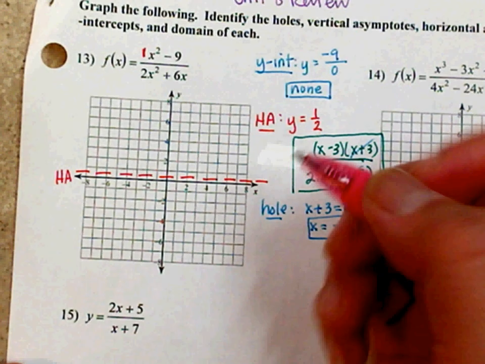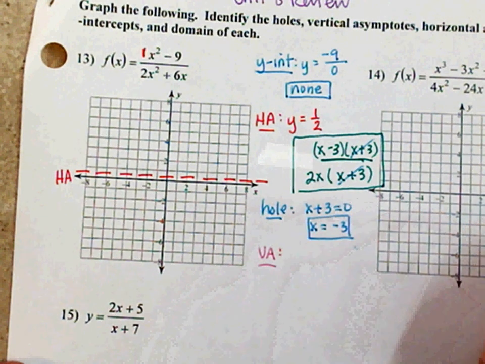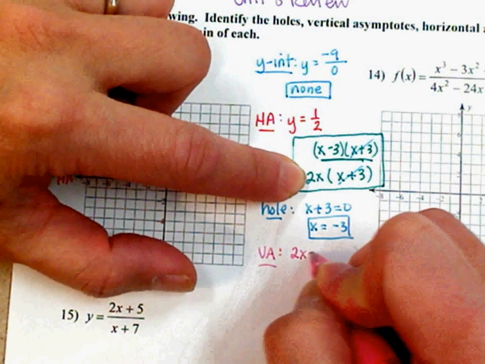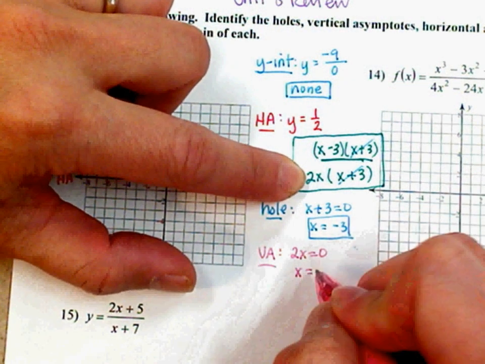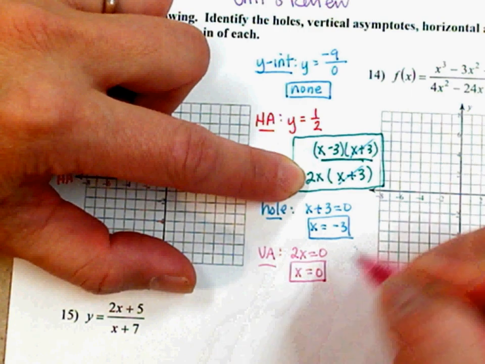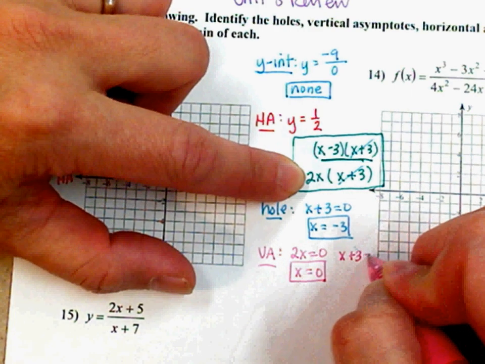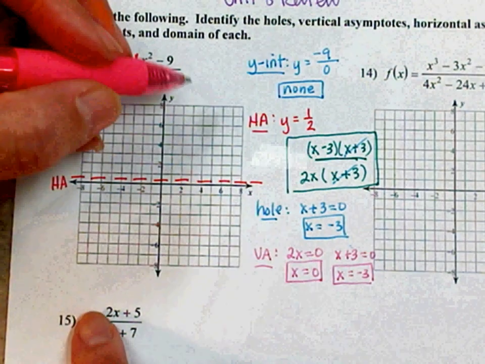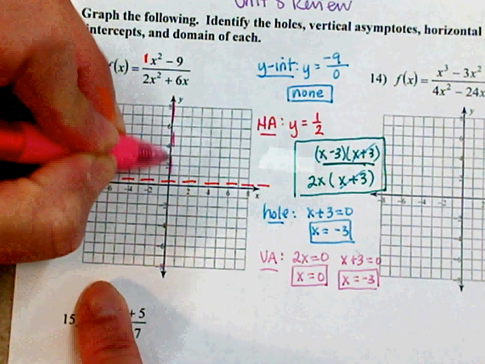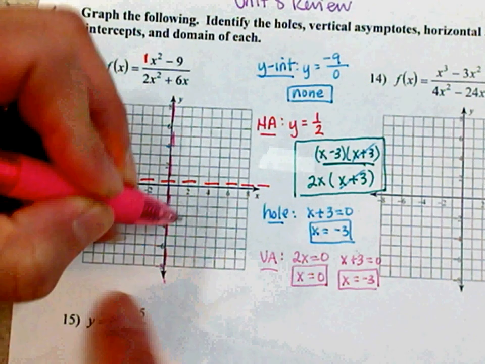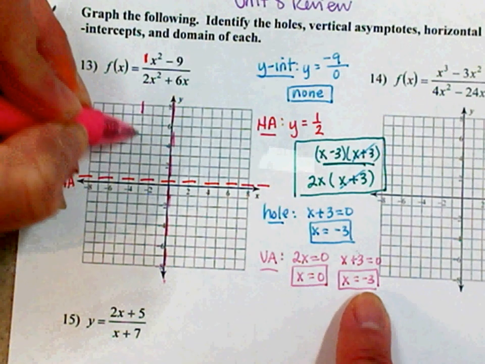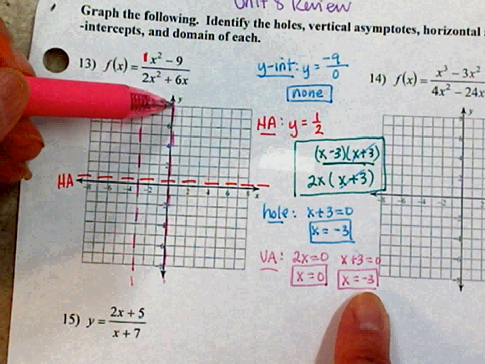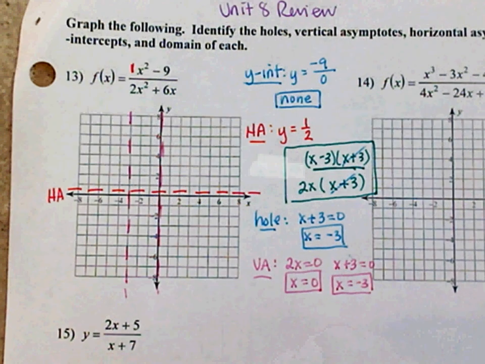Alrighty. Now you can go find the vertical asymptote. Where do you go for the vertical asymptote? You look at your denominator. You set each one of them equal to 0. 2x is 0, and the other one is x plus 3. Set that equal to 0, so x is equal to -3. So your vertical asymptote goes right here at 0, and also at -3. No y-intercept. Take a look, you have an asymptote there. That might be why you don't have a y-intercept.